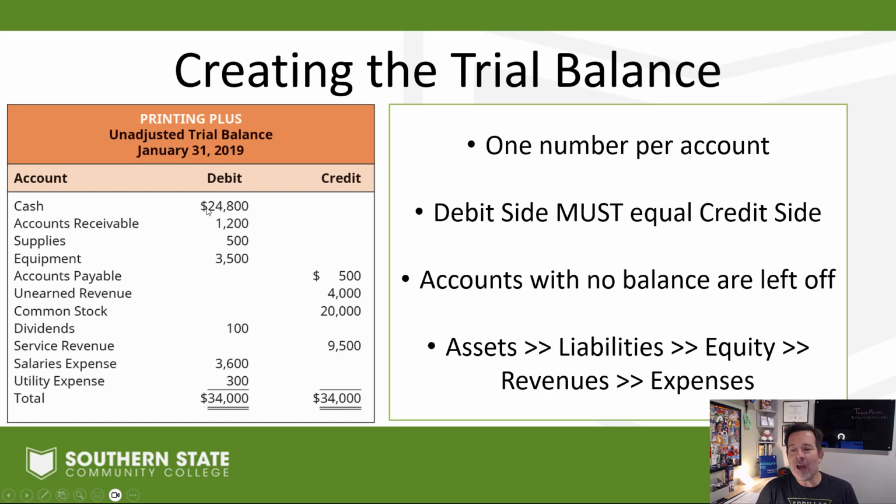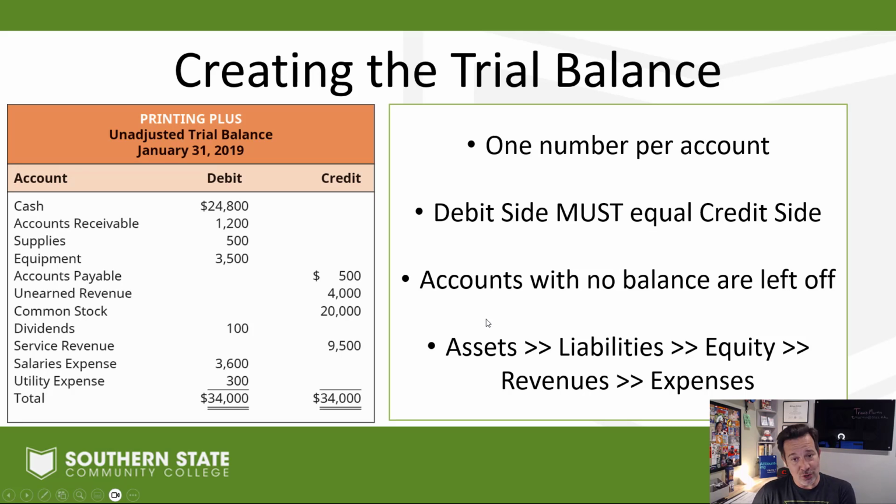So if we go back and look at that report, a few things to point out. We have one number per account. That number represents our ending balance. At the bottom, the debit side must equal the credit side. If it does not, our accounting system is not in balance and we've messed something up along the way. There's a problem somewhere. Accounts that don't have a balance, nothing in the account, we leave it off. We don't need to have a bunch of zero accounts on there.